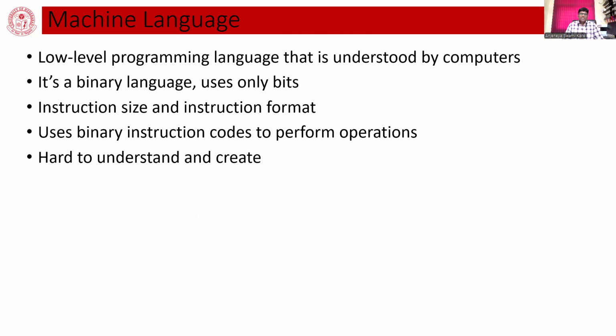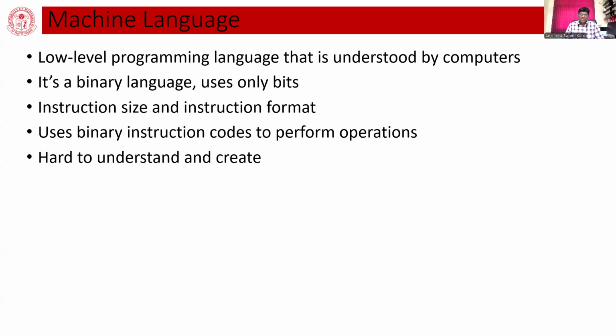What is machine language? Machine language is a low-level programming language that is understood by computers. Computer understands only machine language. In machine language, all the code is written in binary language. It uses only bits, zeros and ones.